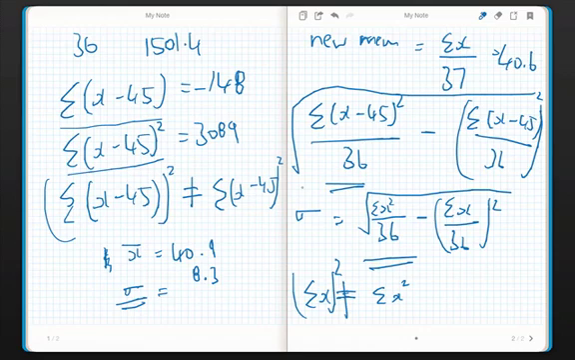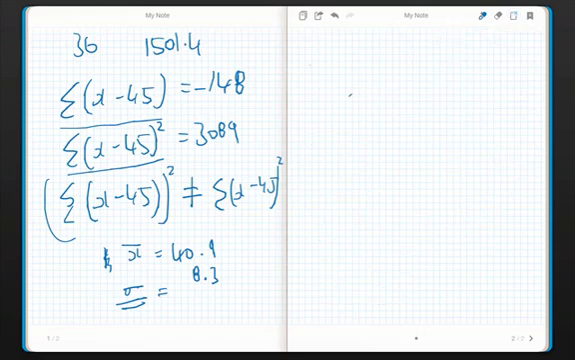Now that we've got these two formulas, we can use this second formula to find sigma x squared, which is very important in finding our new standard deviation. So let me clear the screen. Let me write down our formula again. We have sigma is equal to the root of sigma x squared divided by n, minus sigma x divided by n, the whole squared.